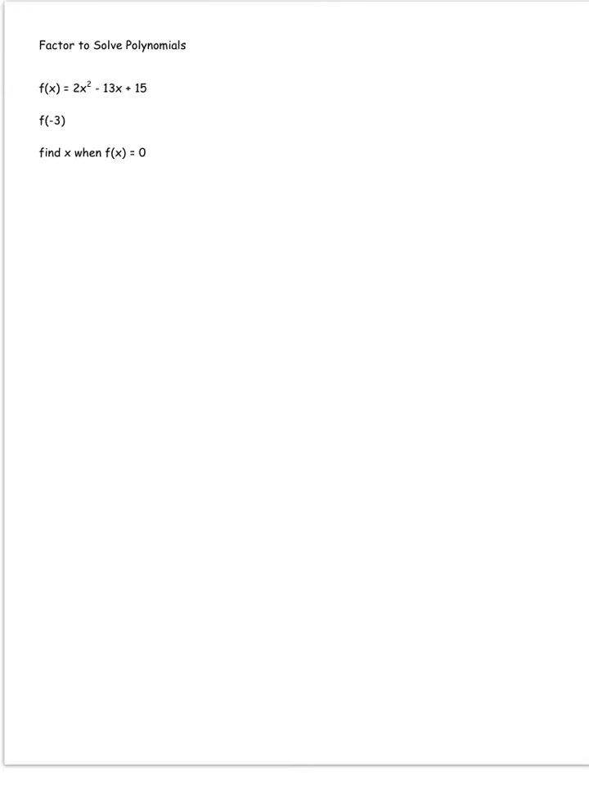All right, factoring to solve polynomials. So there's two types of questions we can ask here. One is something like f of -3. Remember when f of x changes to a number, that means the x is changing to that number. So we want to put -3 in for all the x's. That's just an evaluate problem, so we can answer that by using our calculator.